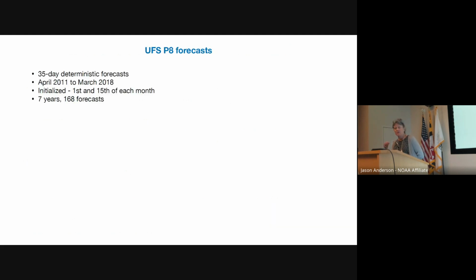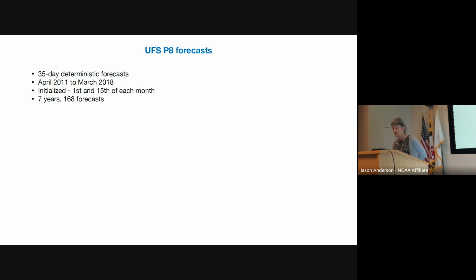And so just a reminder, I think most people in this room are aware of this. The P8 forecast, we're looking at a retrospective forecast period. We have 35-day deterministic forecasts. The period spans April 2011 to 2018. Forecasts are initialized on the 1st and 15th of every month. So this 7-year reforecast period yields a total of 168 forecasts.